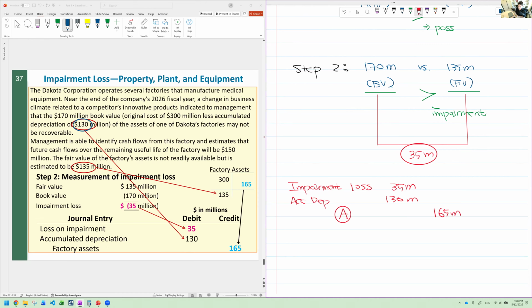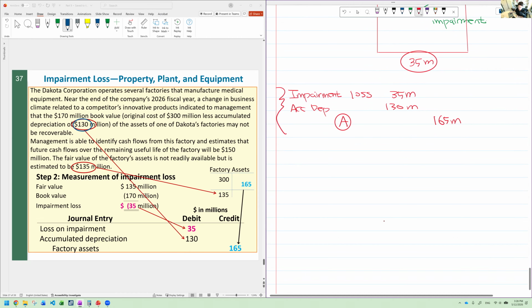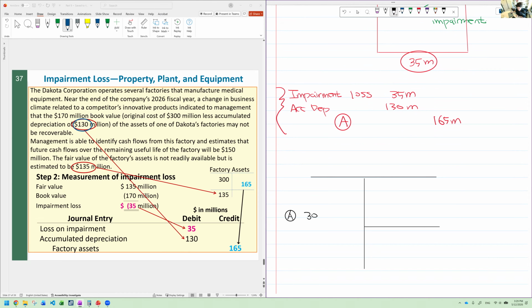All right. So what does this mean? This is the journal entry for the impairment loss. So what does this mean in the balance sheet? Let me draw the balance sheet here. Before recording this impairment loss, I had this asset here, original purchase price, $300 million. And then we had the accumulated depreciation at $130 million. So the net value or the book value of this asset was $170 million.